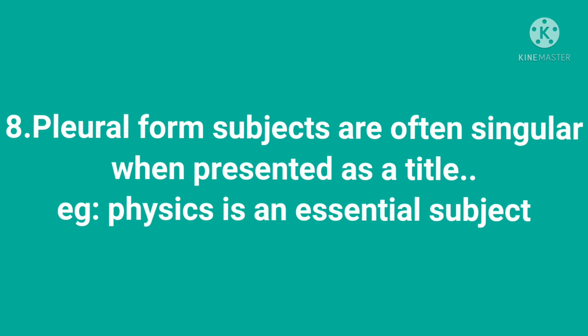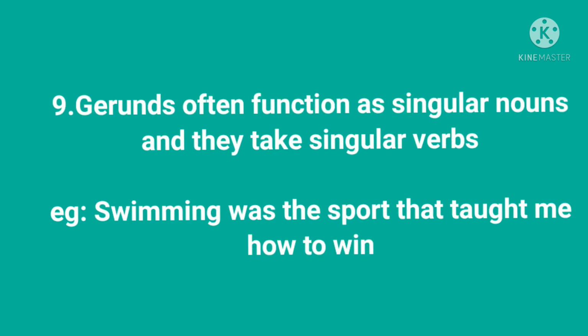The ninth rule is that gerunds often function as singular nouns and they take singular verbs. So what do we mean by gerund? That is a verb form that acts as a noun, and it always ends with the ing form. For example, swimming, that is the gerund here, was the sport that taught me how to win. So it always takes singular verbs.